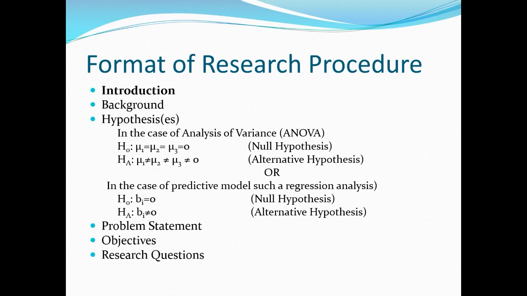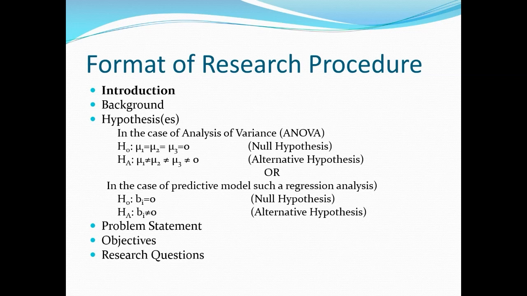in a quantitative approach, the hypothesis can be in the form of the null hypothesis H0, which states that mu 1 equals mu 2 equals mu 3 equals 0, which is called the null hypothesis, as opposed to the alternative hypothesis, which says mu 1 is not equal to mu 2, not equal to mu 3, and not equal to 0. What that means is that you are coming up with a perception that the explanatory variables you are including in this model have no significant contribution to what you are trying to estimate. That's the null hypothesis, as opposed to the alternative that at least one of the explanatory variables has made a significant contribution in predicting the dependent variable.